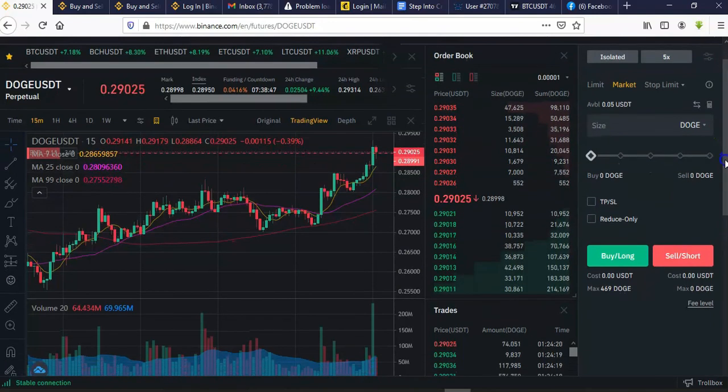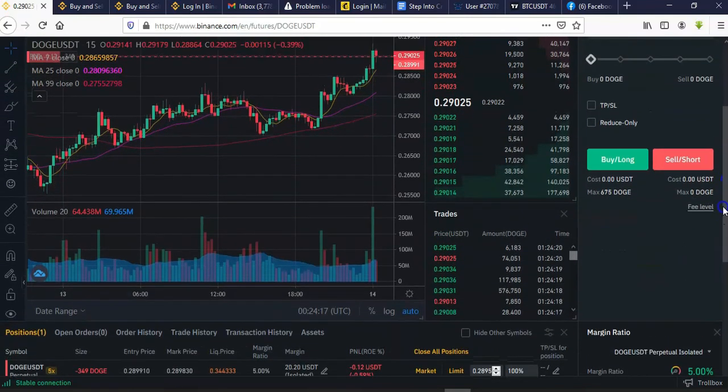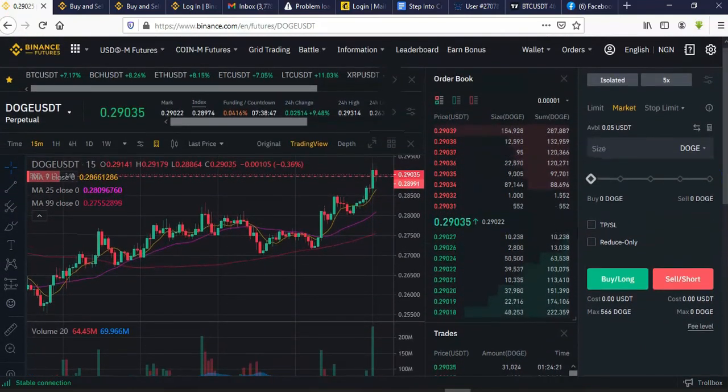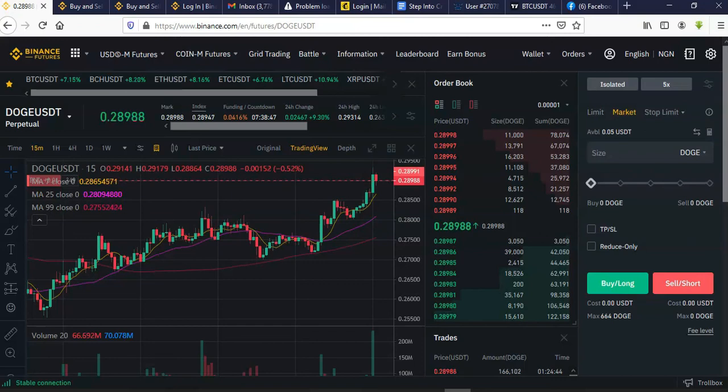In other lessons, we'll see how to protect your position. That's how to exit the market, when to take profits, how to escape and all that. So we see that in the other lesson.